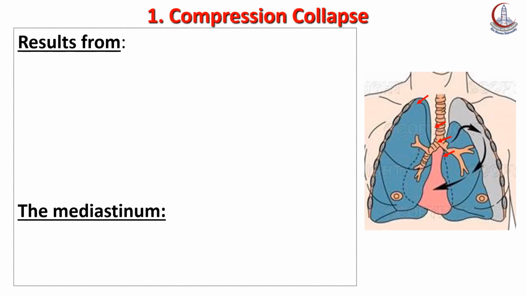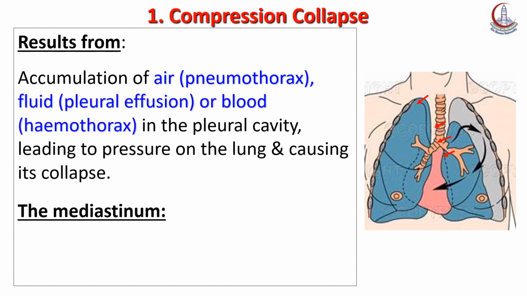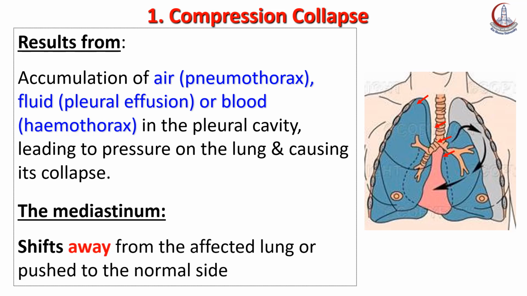Compression collapse results from accumulation of air in case of pneumothorax, fluid in pleural effusion, or blood in hemothorax, in the pleural cavity, leading to pressure on the lung, causing its collapse. The mediastinum is shifted away from the affected or collapsed lung and pushed to the normal side.